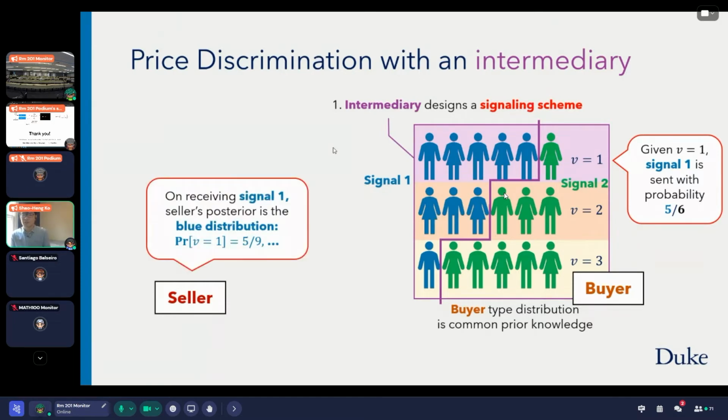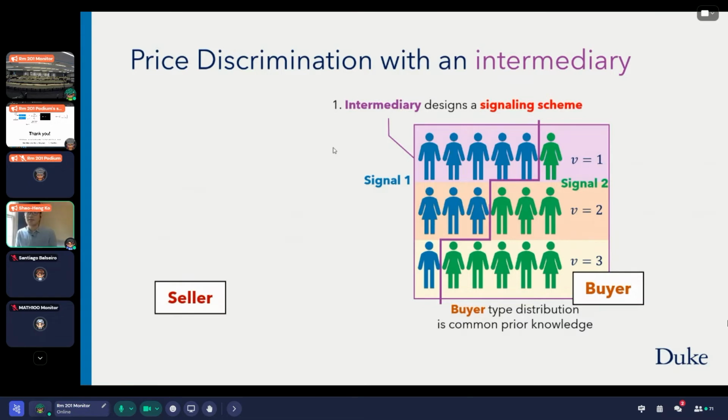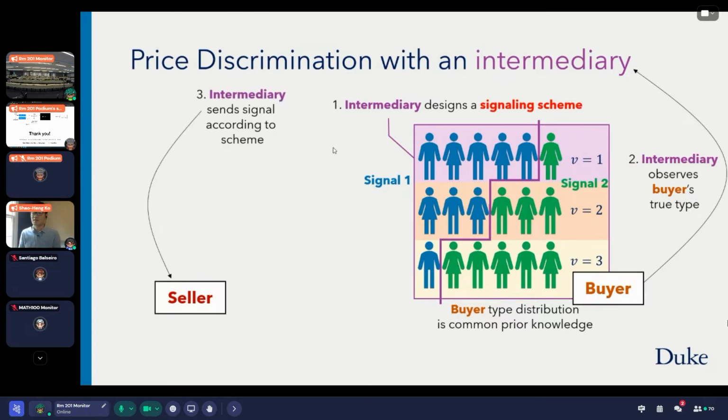Now, this information is sent to the seller. So if the seller receives the blue signal, they can do a Bayesian update, and their posterior will look exactly like the blue distribution here. So now the probability that the buyer has value 1, conditioned on receiving the blue signal, becomes 5/9. So just to remind again, this scheme is designed before the intermediary can actually see the true type of the buyer. Okay, so the intermediary designs a signaling scheme, and then the intermediary observes the type, and then the signal is sent to the seller.